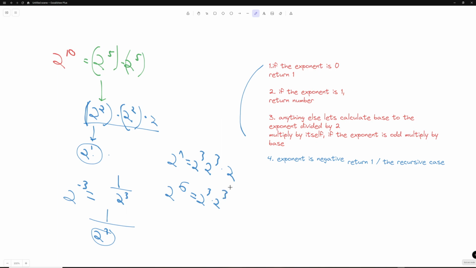Okay? So what's going to be the time complexity here? It's actually going to be logarithmic because we're starting with 2 to the 10th, and at every single recursive case, we're going down, we're removing half the power, right? So it's going to go like 10 to 5 to 2 to 1. So this is logarithmic. Okay.